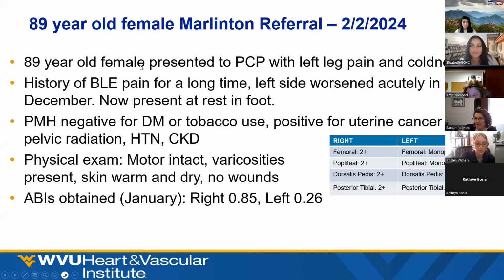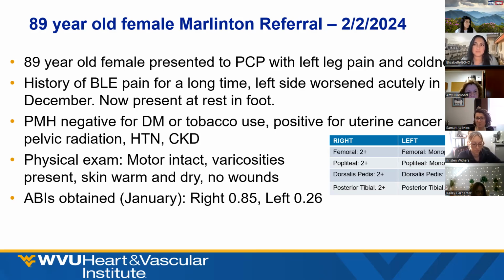So this is an 89-year-old female that presented as a consult from Arlington with left leg pain and coldness. Her story was that she has a history of bilateral lower extremity pain that's been going on for a long time, but going into December, things got a lot worse, specifically on the left side. And then she's presenting with rest pain on that foot. So the pain is constant, day and night. It does get worse with activity. So there's some claudication type symptoms going on.